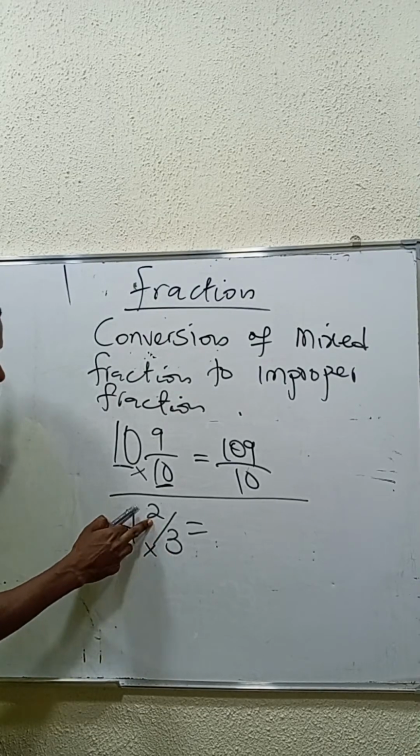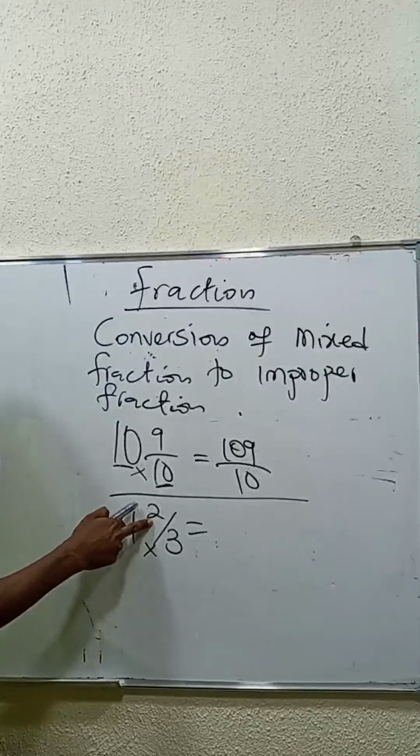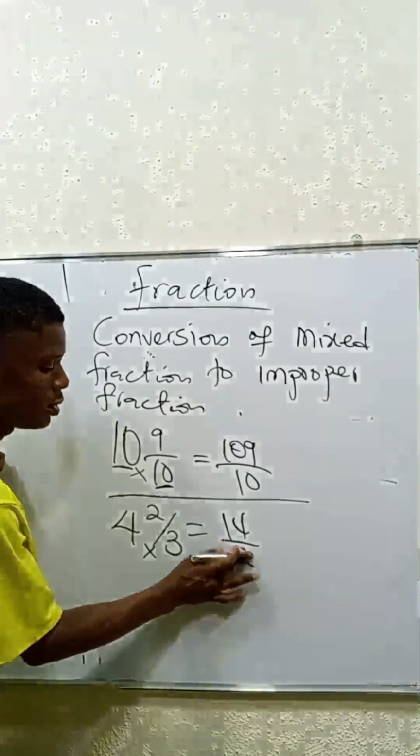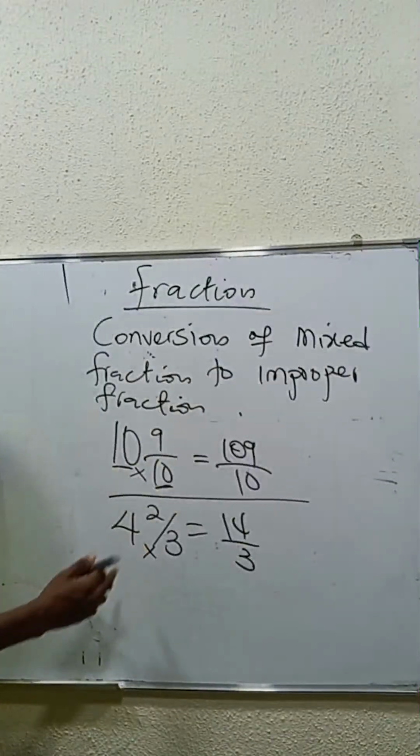After that, you add the remaining numerator 2. 12 plus 2 is 14. The answer becomes 14 over 2. 14 over 3, please, because the denominator is 3.